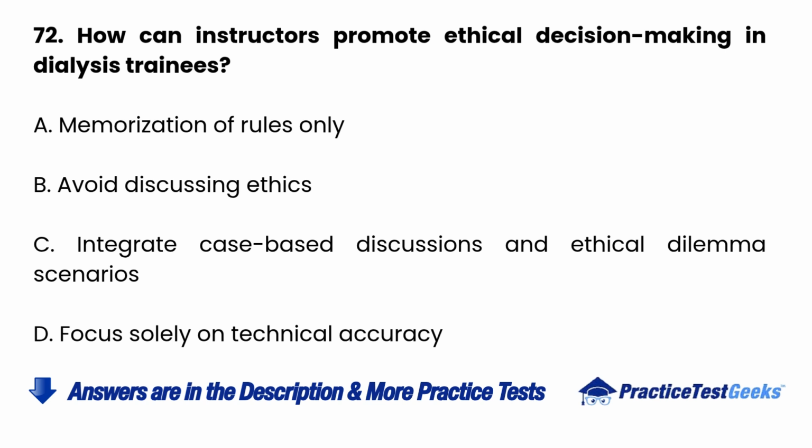72. How can instructors promote ethical decision-making in dialysis trainees? A. Memorization of rules only. B. Avoid discussing ethics. C. Integrate case-based discussions and ethical dilemma scenarios. D. Focus solely on technical accuracy.